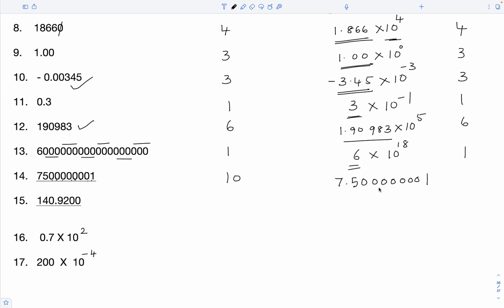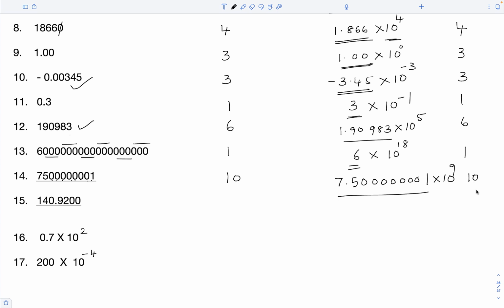How many zeros did I write here? 3 plus 3, 6 plus 1, 7. How many do we have here? 3 plus 3 plus 1. Yeah. So multiplied with 10 to the power of 9. And by looking at this significand, we can understand that there are 10 significant figures without any confusion.